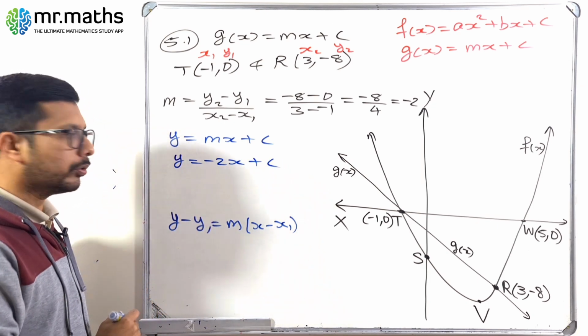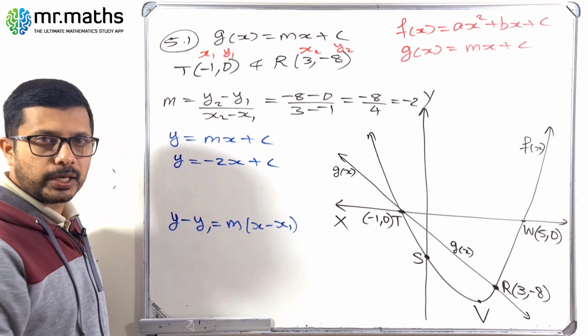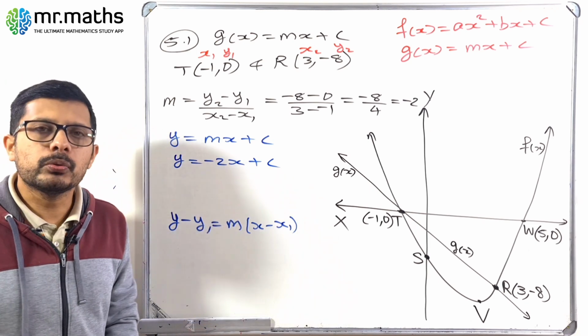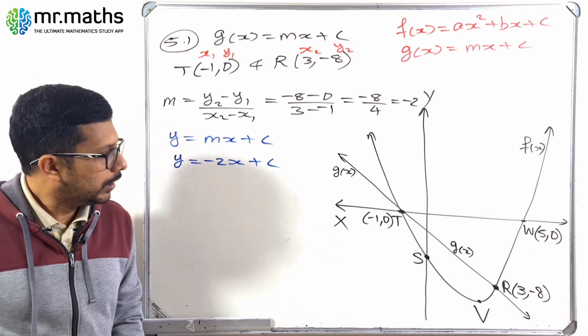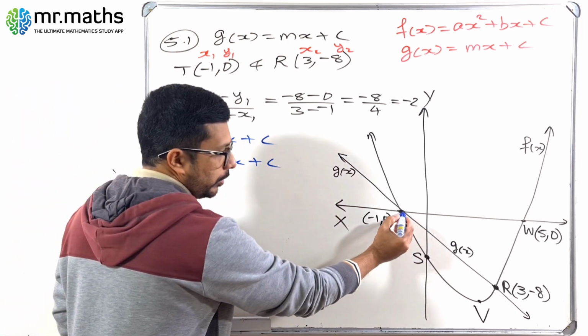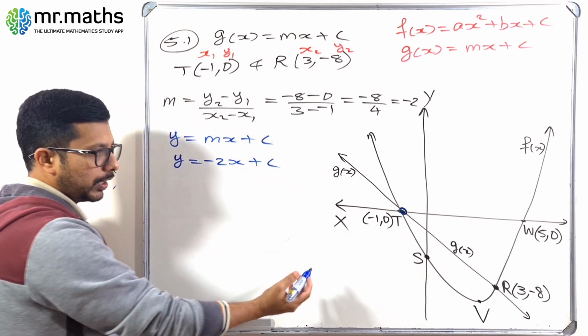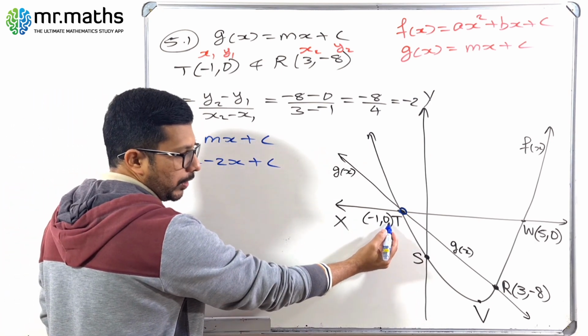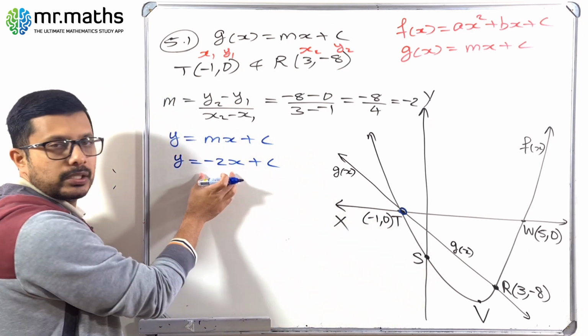Now what you want to find is the value of c. Am I right? So you just substitute any point that you know. Here it is easy to substitute this point. This point is a point on this straight line. What is the x value? Minus 1. What is the y value? 0. So I'm going to substitute that point into this equation.